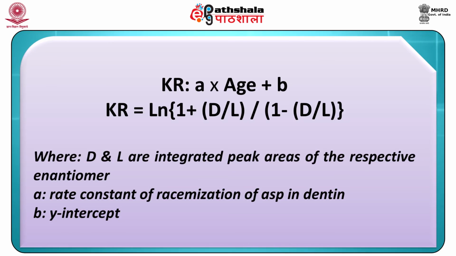this equation. The coefficient of racemization, called Kr, is equal to A multiplied by age plus B. Kr is equal to ln of (1 plus D/L) divided by (1 minus D/L), where D and L are the integrated peak areas of the respective enantiomers. A is the rate constant of racemization of aspartic acid in dentin, and B is the Y intercept.